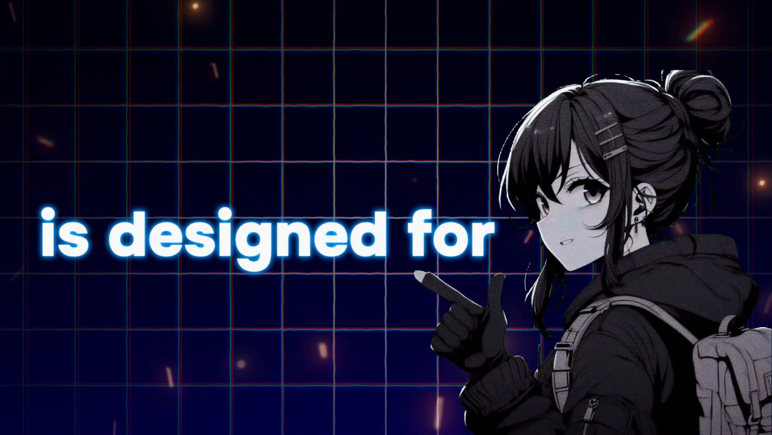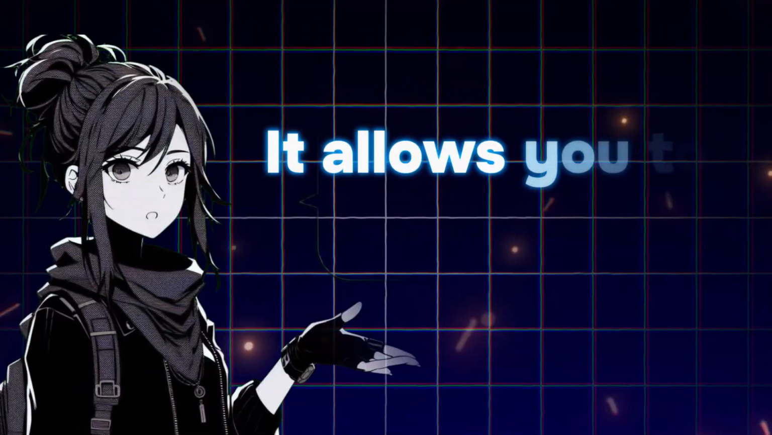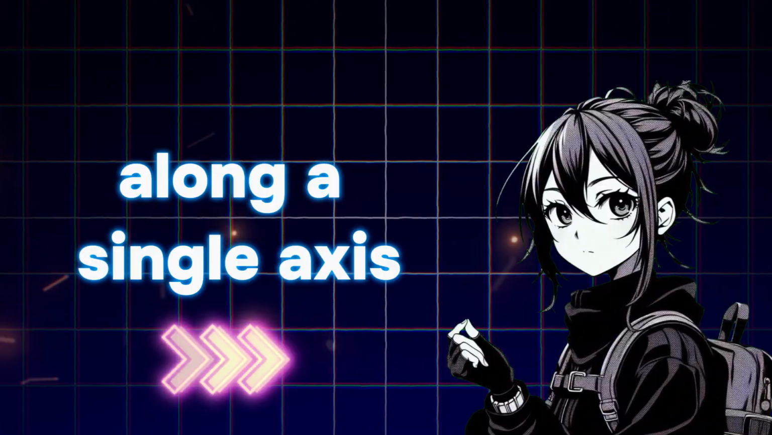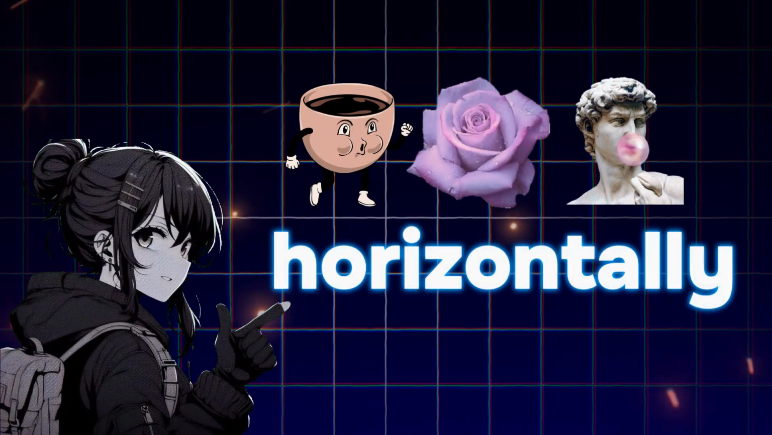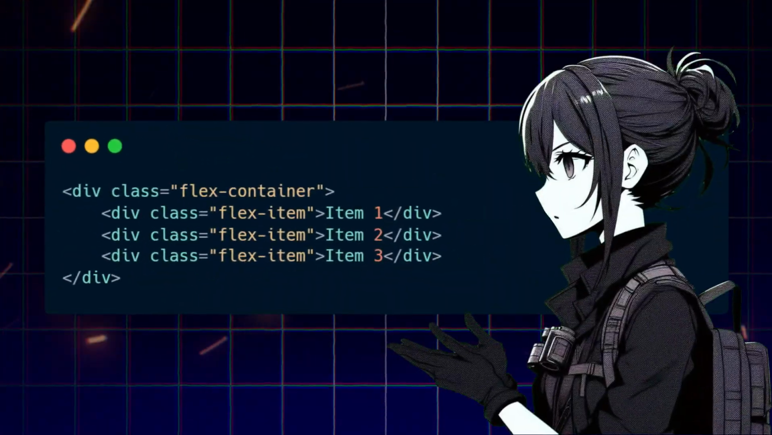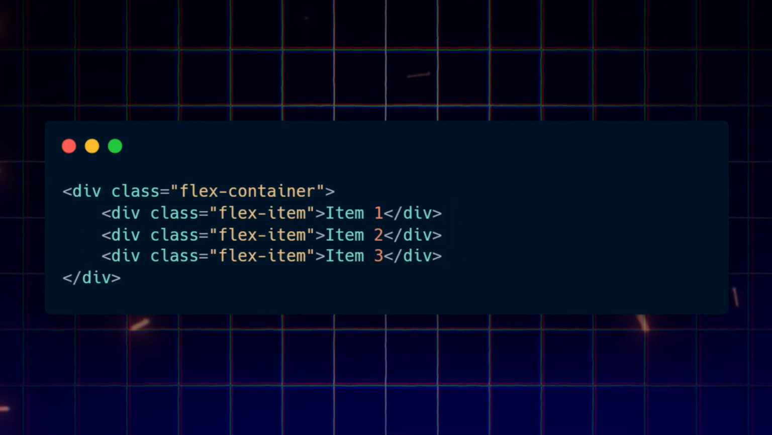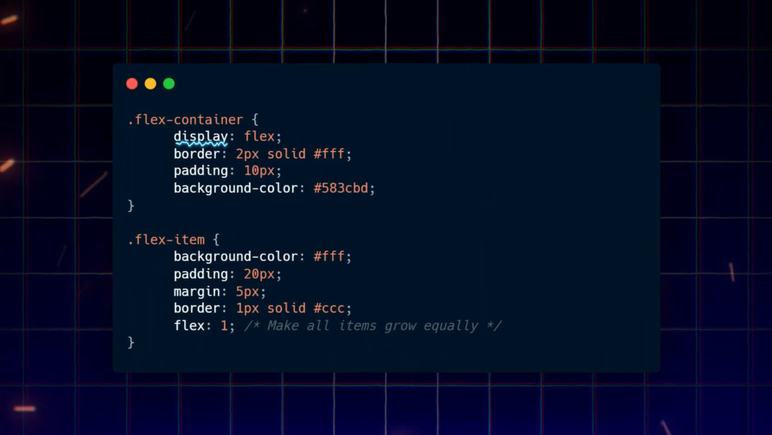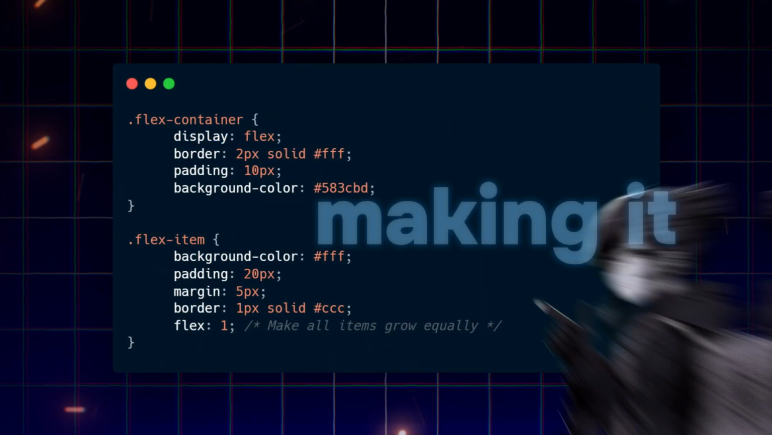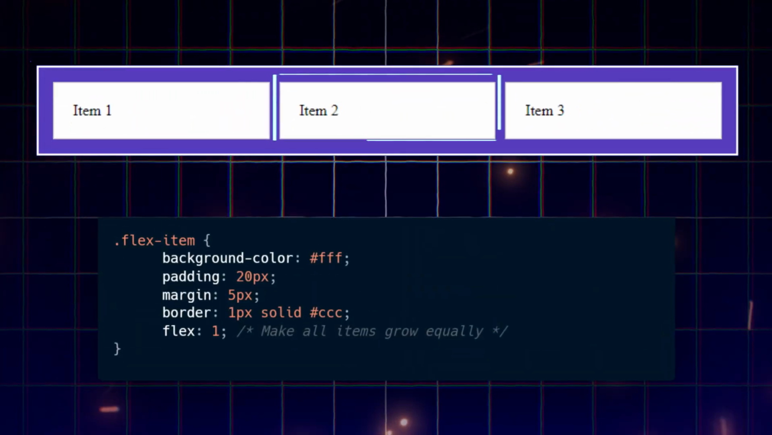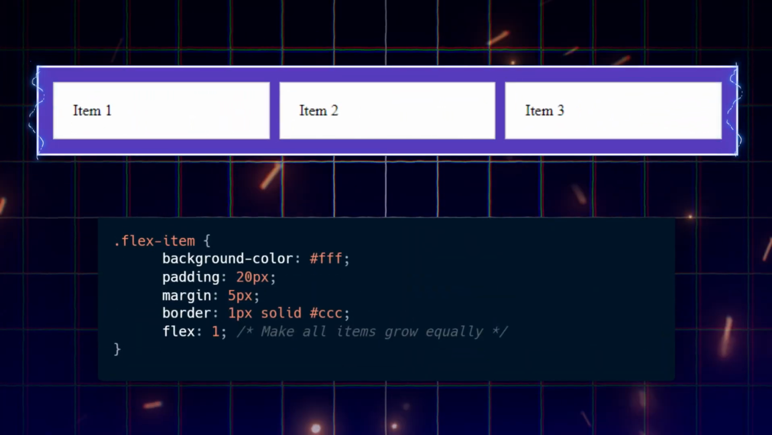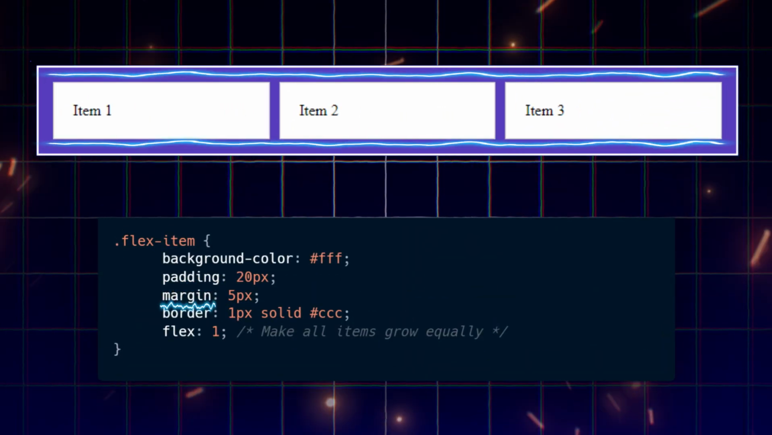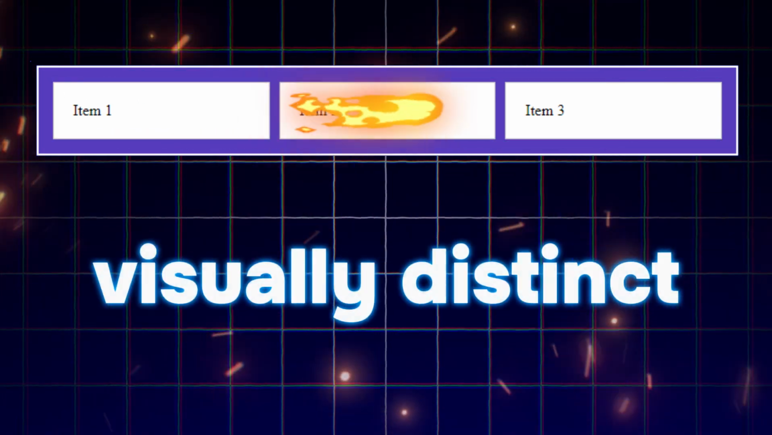Flexbox, short for Flexible Box Module, is designed for one-dimensional layouts. It allows you to align items along a single axis, either horizontally or vertically. In this example, we have a container with 3 items. Here, we set the display property of the container to flex, making it a flex container. Each flex item inside the container is styled with padding, margin, and a border to make them visually distinct.